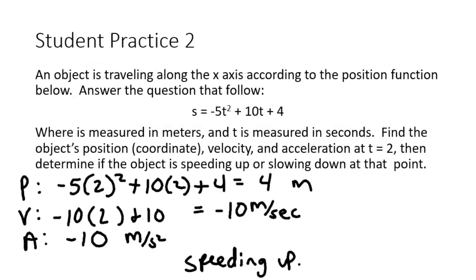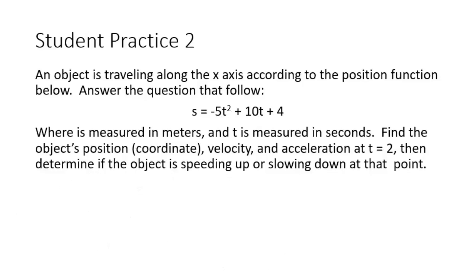All right, and so the position at t equals 2 would be 4 meters. The velocity at t equals 2 would be negative 10 meters per second, and the acceleration would just be negative 10 meters per second squared. Since both the velocity and acceleration have the same sign, they're both negative, it would be speeding up. All right, let's move on to our next question.